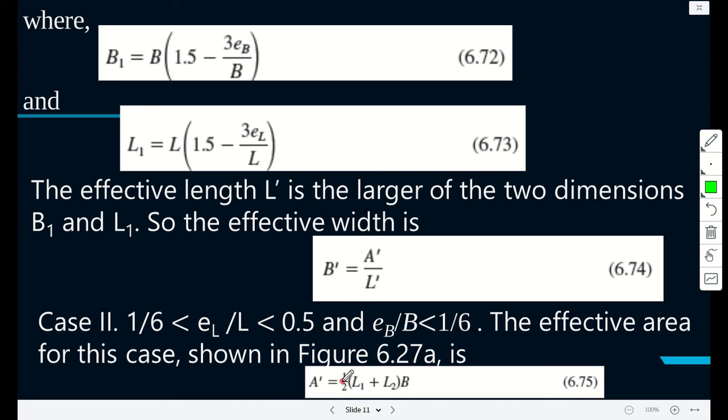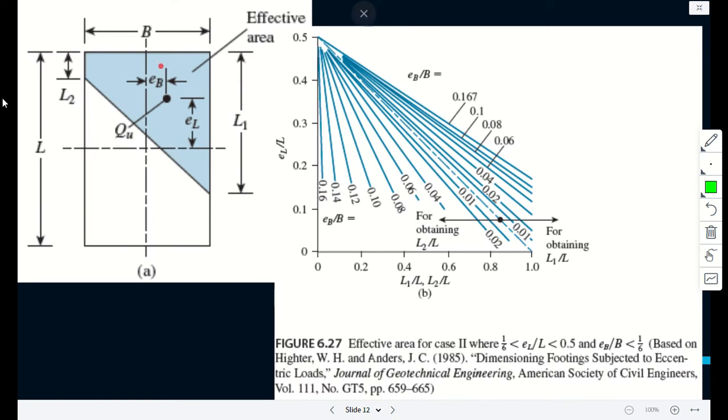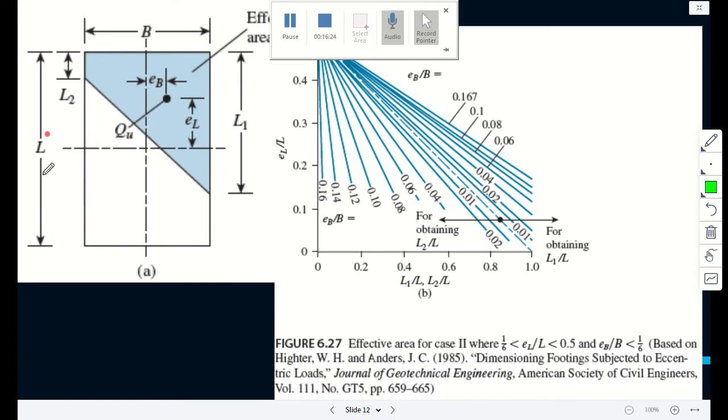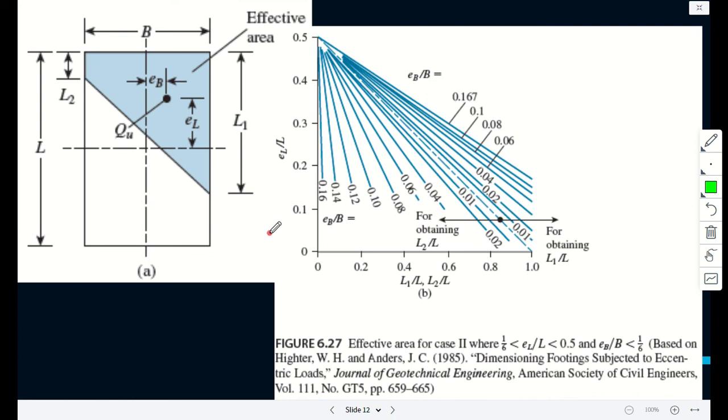Then the effective area is half L1 plus L2 times B. Luckily, someone already did the research and drew for us either L1 over L or L2 over L against the eccentricity over L. So you use this figure in the solution, and this is from the Journal of Geotechnical Engineering, by these people.